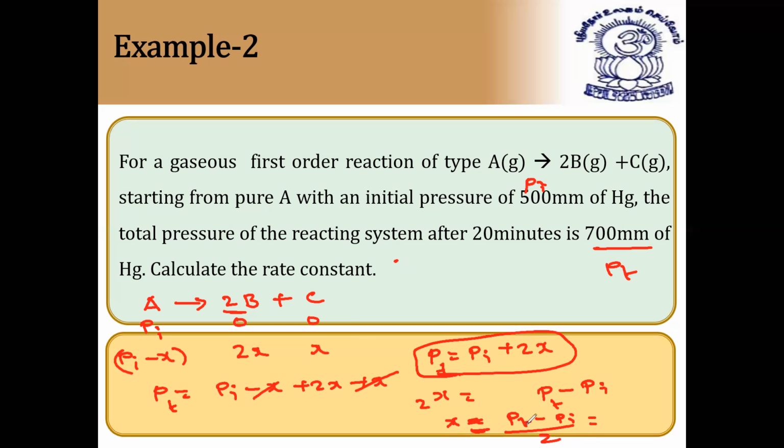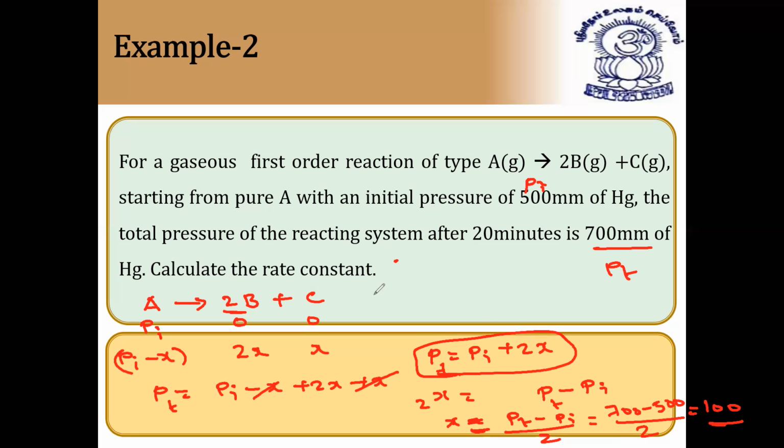so finally you can find x also, because this total pressure is 700 minus initial pressure 500, by 2, which is equal to 200 by 2, that is 100 mm. So this is the pressure decrease. So 500 minus 100.